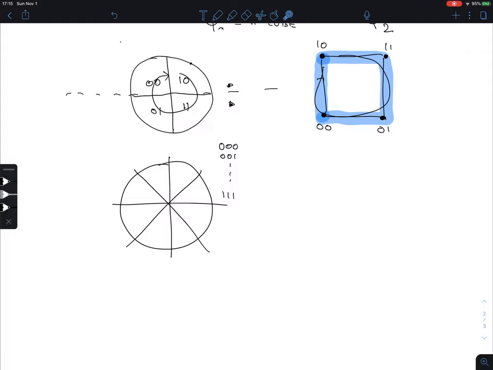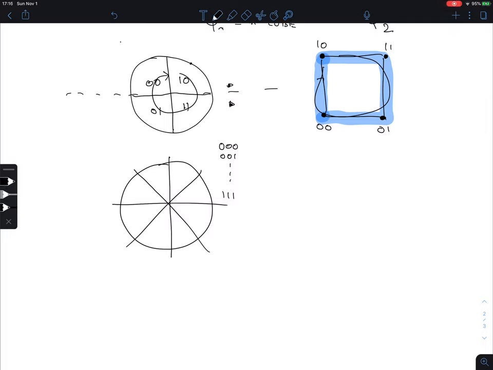Okay, but I want to do it so that any neighboring ones differ only by one bit. Okay, if I call this 000, then this has to have only one 1 and two zeros. So if this has three zeros, then this has to have two zeros, and this also has to have two zeros because they are adjacent. Okay, so how to do this? Already on 8, you can try, and you see it's not so obvious anymore.